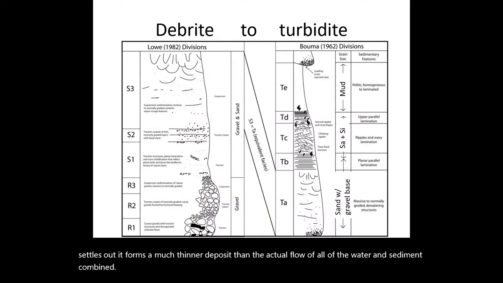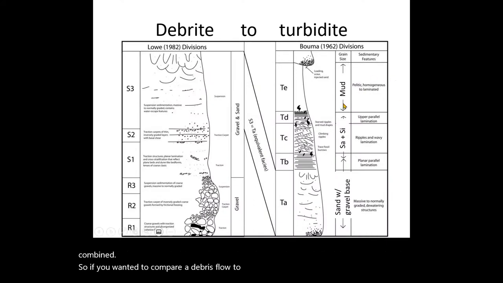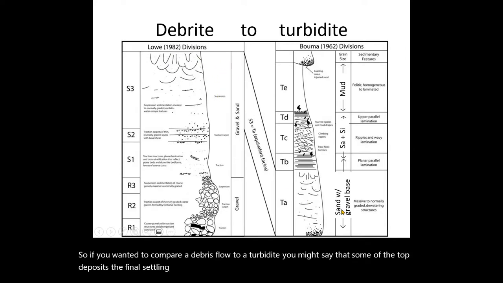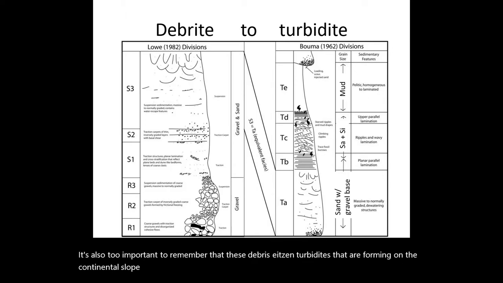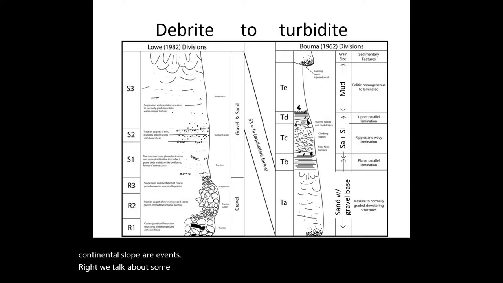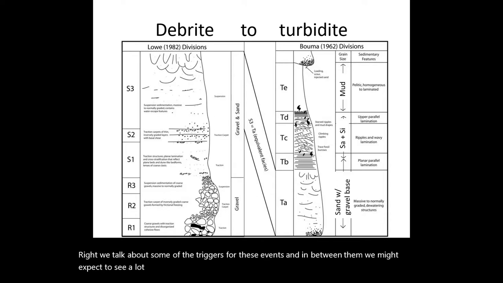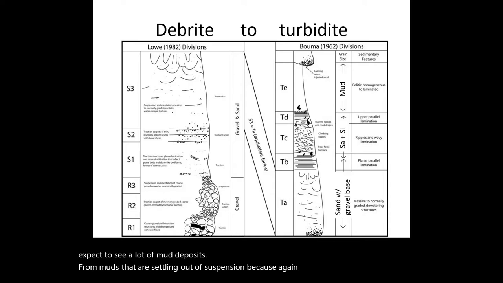So if you wanted to compare a debris flow to a turbidite, you might say that some of the top deposits, the final settling deposits of a debris flow, could be kind of equivalent to the basal deposits of a turbidite sequence. It's also important to remember that these debrites and turbidites that are forming on the continental slope are events, right? We talked about some of the triggers for these events. And in between them, we might expect to see a lot of mud deposits from muds that are settling out of suspension because, again, we're below fair weather wave base.